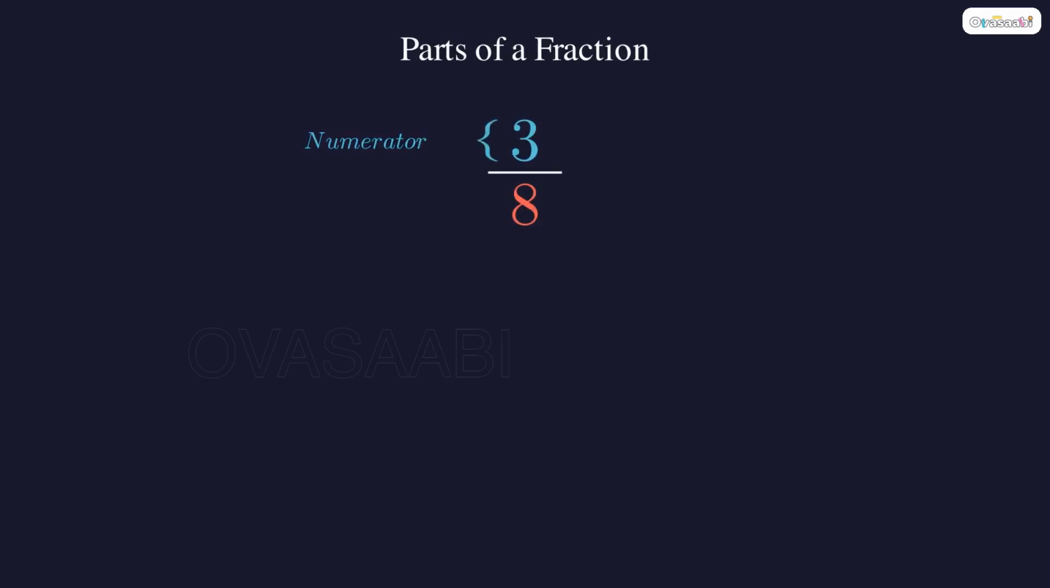A fraction shows a part of a whole. The top number is the numerator, parts you have. The bottom is the denominator, total parts.